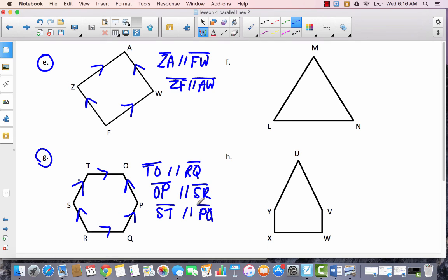Okay, H. Not a ton of parallel line segments, but I did see one pair. I saw this line segment is parallel to this line segment. So you would say YX is parallel to VW.